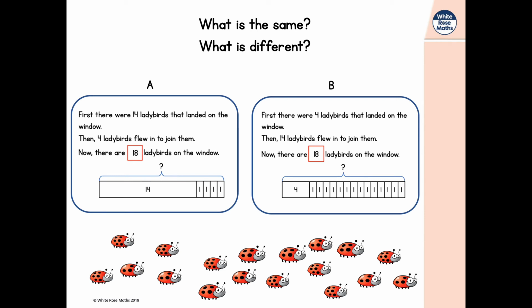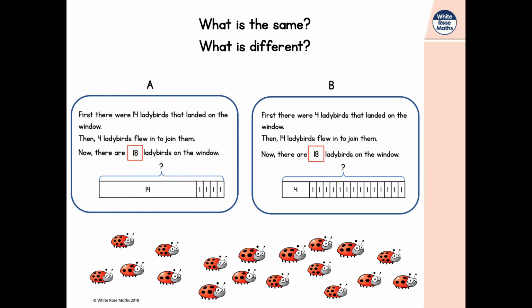Remember question A, when we started with 14 ladybirds, and then 4 ladybirds flew in to join them? And question B was when we only started with 4 ladybirds, and then 14 ladybirds flew in to join them? What's the same? They both ended up having 18 ladybirds on the window. We used a bar model for both, and we used counting on.